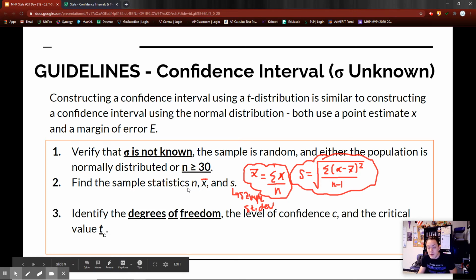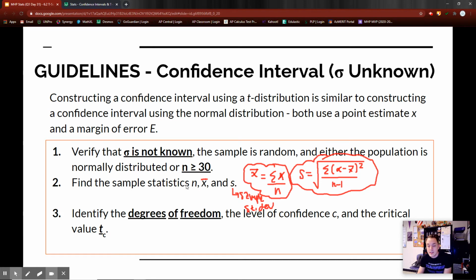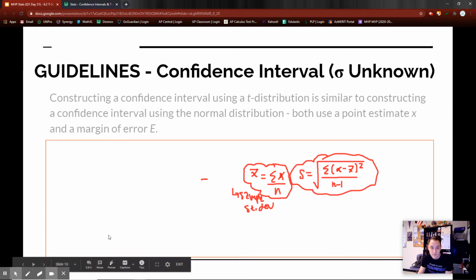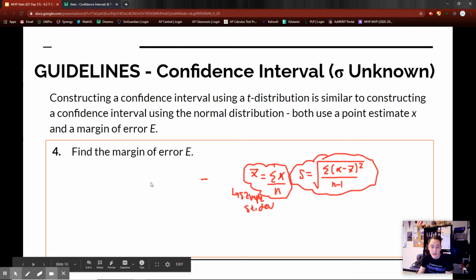Identify the degrees of freedom, of course. For t-scores, I need to do that. Then the level of confidence and the critical value, t sub c. All stuff that we can do on Desmos. Okay? And then moving on, find the margin of error.